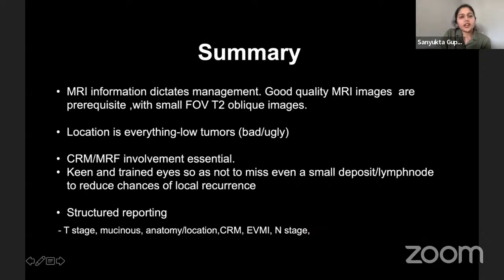So in summary, MRI is very important, and it forms the mainstay of the imaging of CA rectum, and good quality MRI images are very important with small FOV, T2 oblique orthogonal images, and the location is everything. The low tumors, as we all know, are the bad ones. And the CRM and MRF involvement is essential, and we need a keen trained eye so as not to miss even a small deposit or lymph node to reduce the chances of local recurrence. And the structured reporting is very beautifully shown and is being carried out at our institute so that we can not miss any other feature.